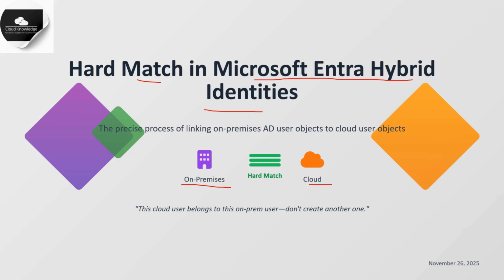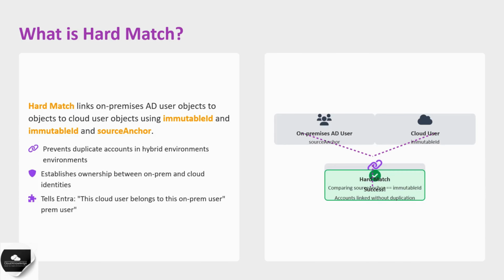Moving forward, what is a hard match? A hard match is basically a link between an on-premises AD user object and a cloud user object using the immutable ID and source anchor. The immutable ID could be an object ID or it could be the ms-DS-ConsistencyGuid, which is there in the on-premises AD Connect. That will be the source anchor of your AD Connect.